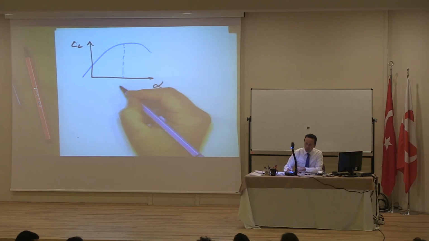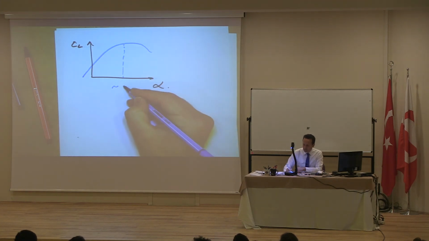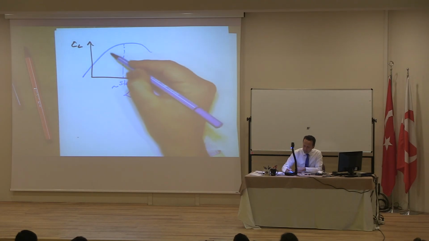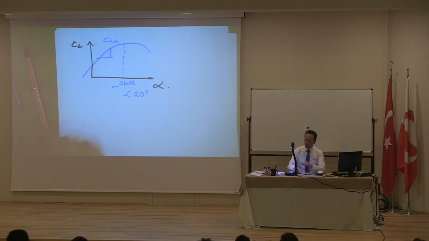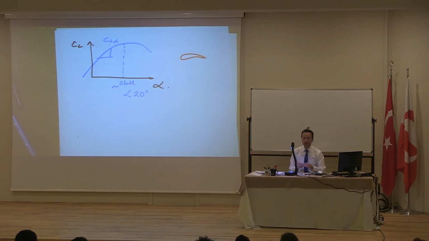The stall speed is about, it's not much. It's usually less than 20 degrees. Okay, this is stall, and this is usually less than 20 degrees. So this CL alpha, how do you calculate this curve for an airfoil like this? Well, there are two ways.